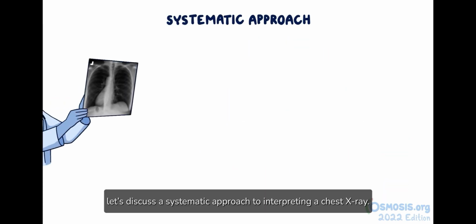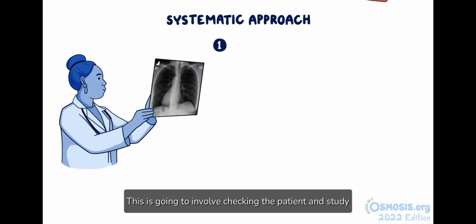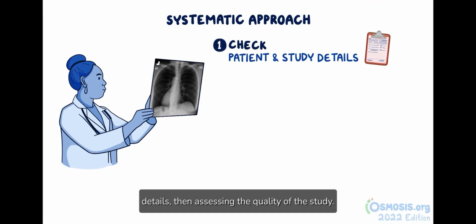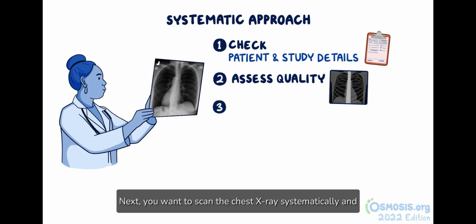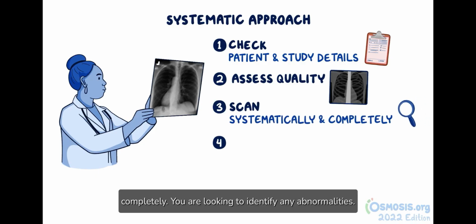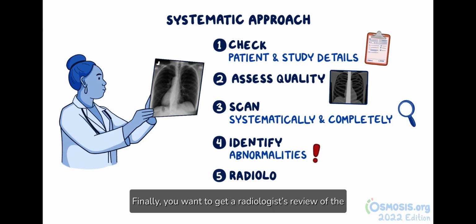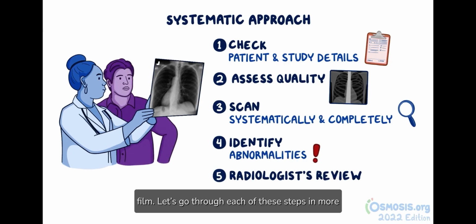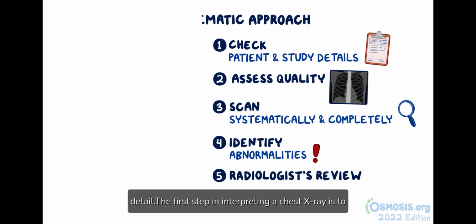Now let's discuss a systematic approach to interpreting a chest x-ray. This is going to involve checking the patient and study details, then assessing the technical quality of the study. Next, you want to scan the chest x-ray systematically and completely. You're looking to identify any abnormalities. Finally, you want to get a radiologist's review of the film. Let's go through each of these steps in more detail.